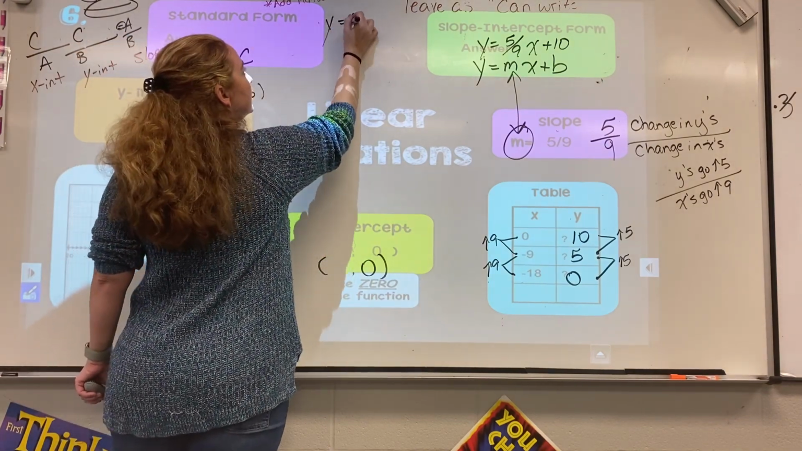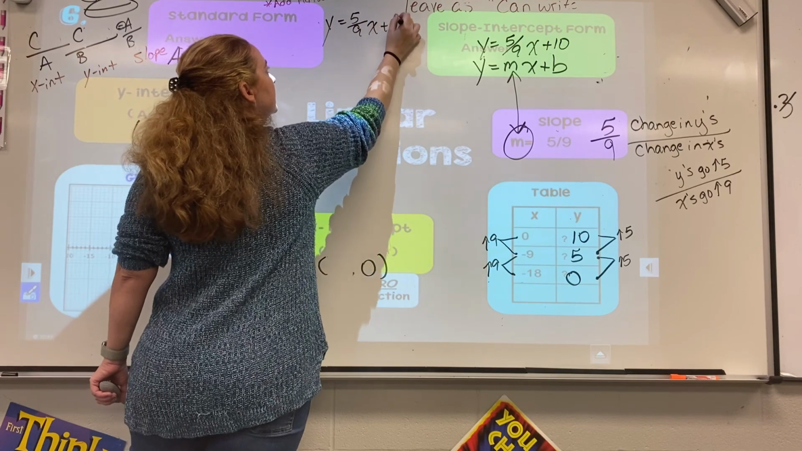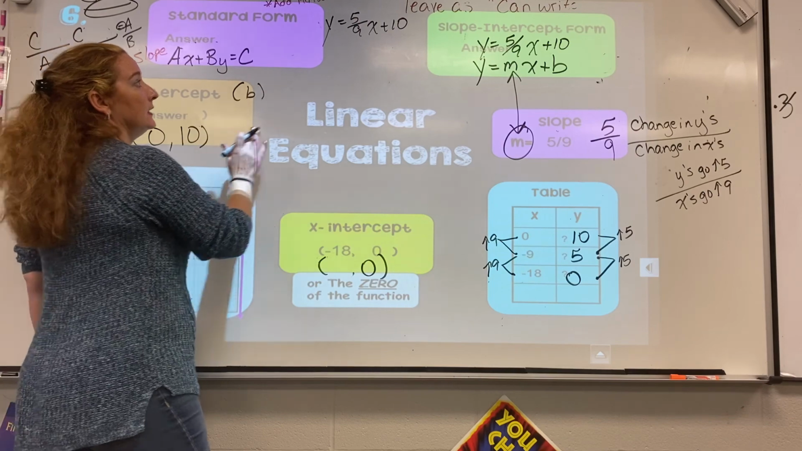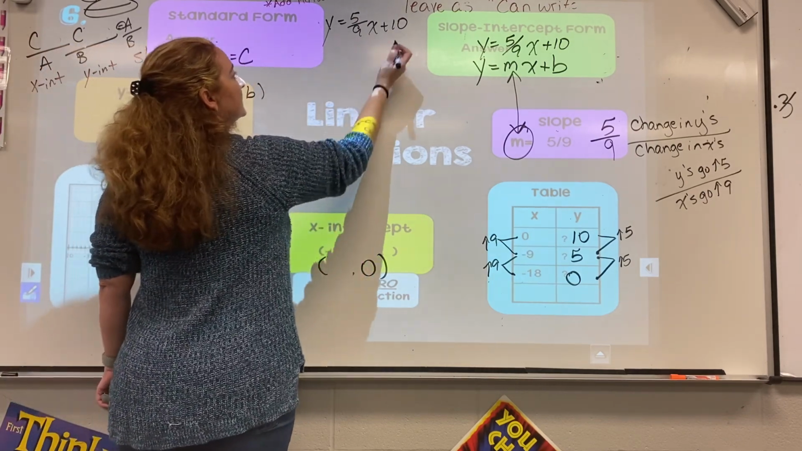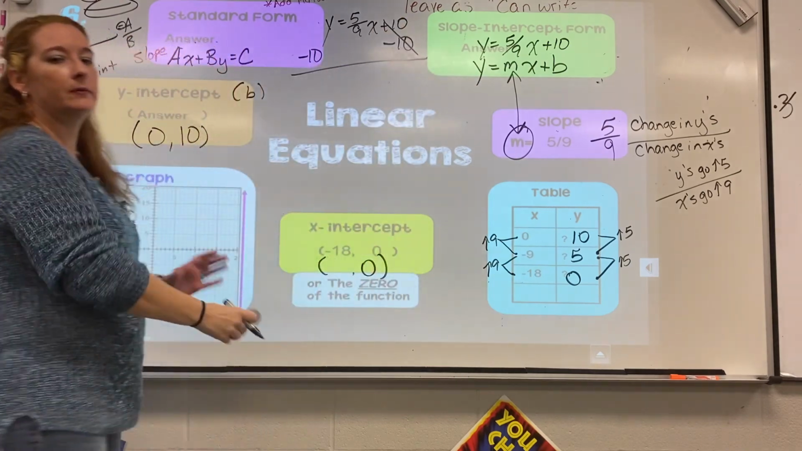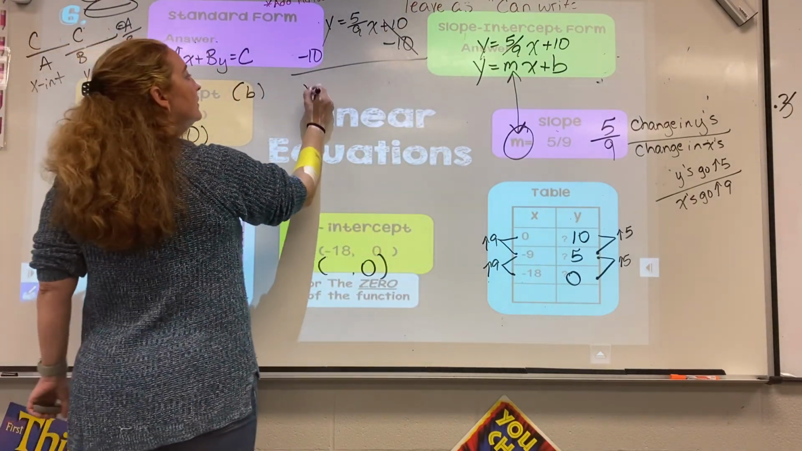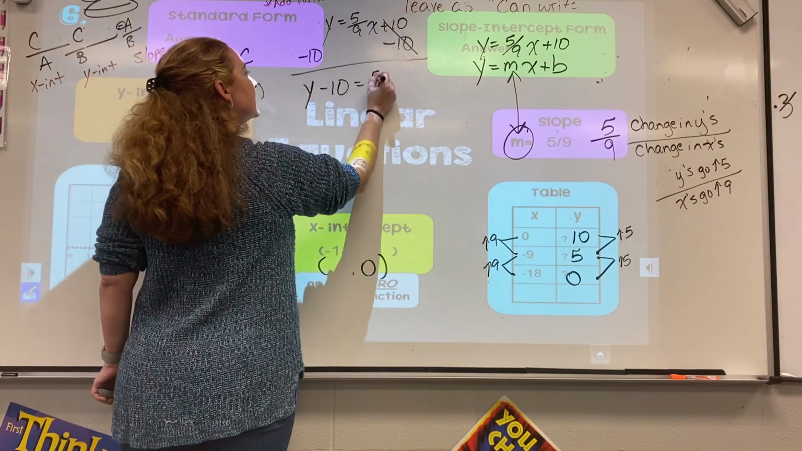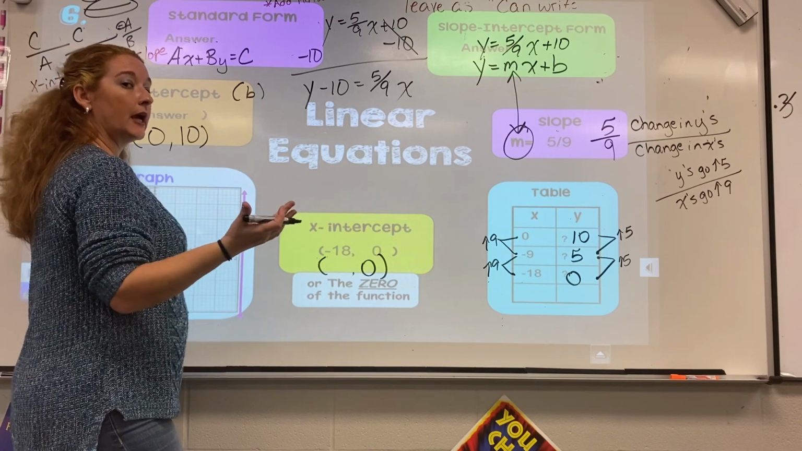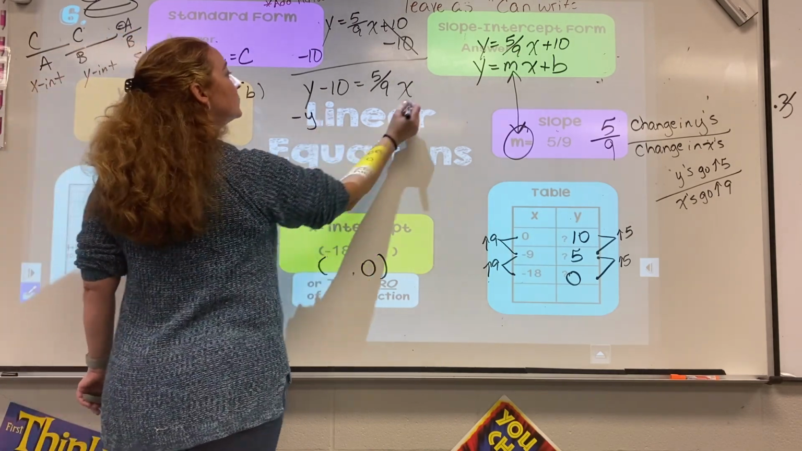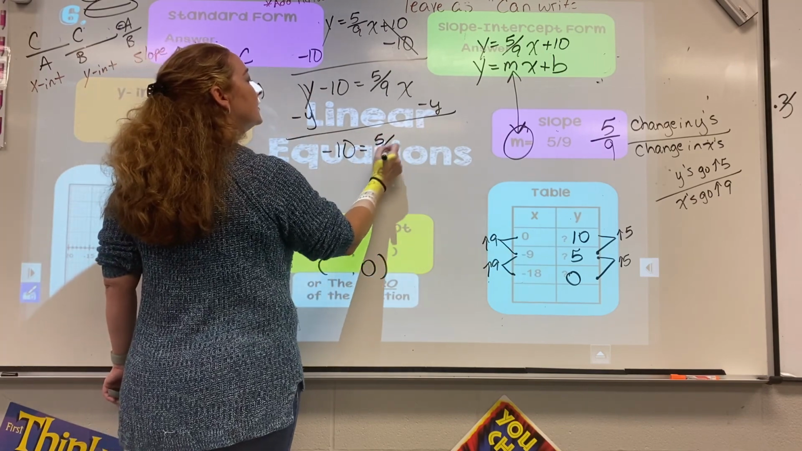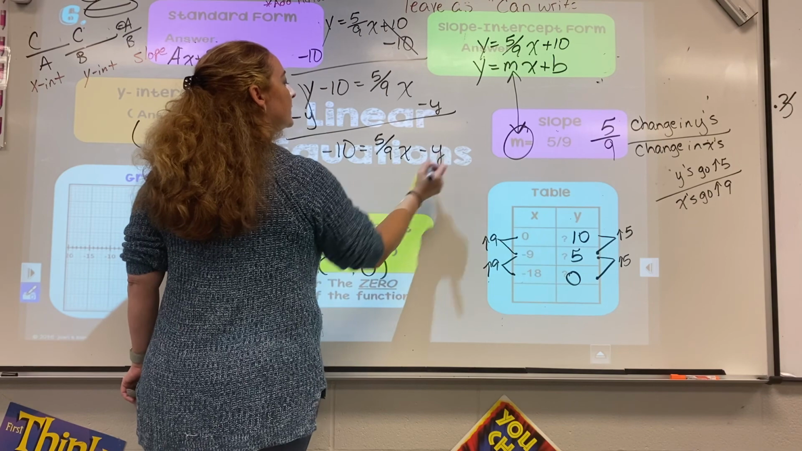So y equals 5/9 x plus 10. And I need to get my x and my y on the same side. So if I know I want this to be positive, or if your first instinct is to subtract 10, which is what happened to several people in class today, when you move the 10 to the other side, it doesn't get my x and y on the same side. It's okay. Just now subtract your y and move it to the other side. So I've got negative 10 equals 5/9 x minus y.